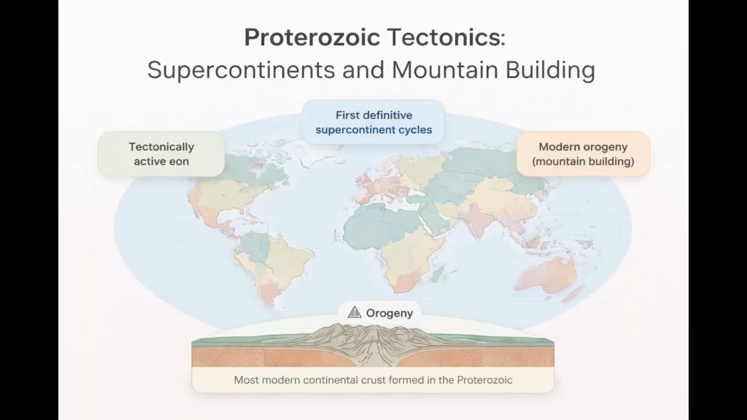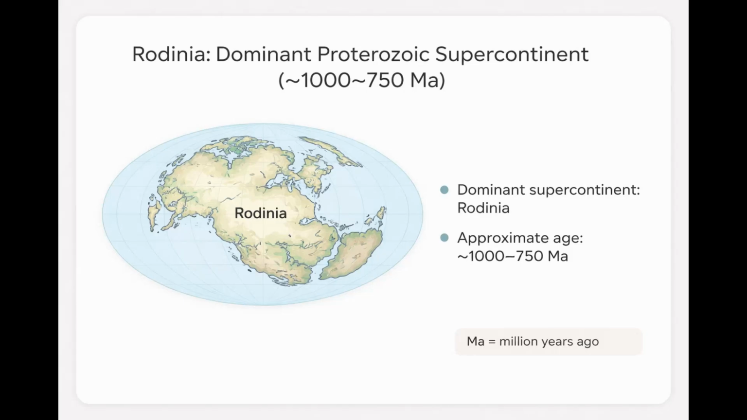Geologically, the Proterozoic was very tectonically active. It featured the first definitive supercontinent cycles, continents assembling into a giant landmass and later breaking apart. It also featured modern-style orogeny, meaning mountain building through plate interactions like collisions and subduction. A major point here is that most of the modern continental crust was formed during the Proterozoic, so a lot of the stable platforms continents sit on today have roots in this eon. The dominant supercontinent highlighted for the Proterozoic is Rodinia, dated roughly from about 1,000 to 750 million years ago.